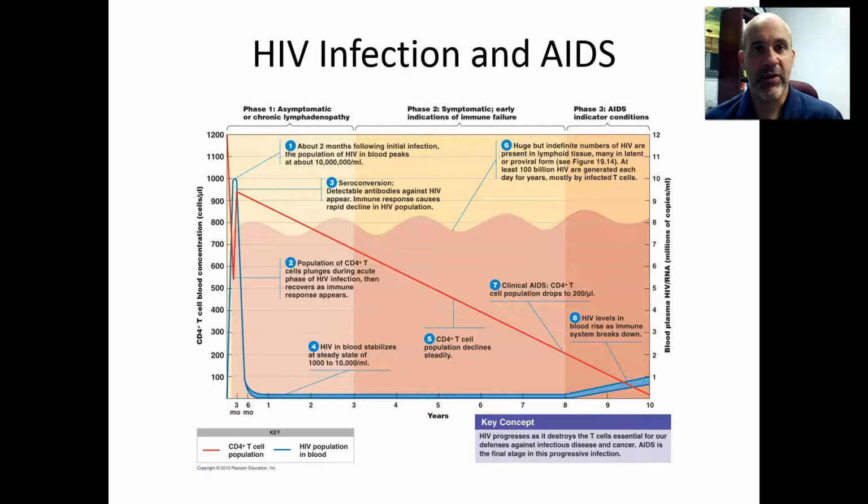That's its main host cell receptor. And CD4 is present on helper T cells. It's also present on some other cell types in the body, like macrophages and in the brain microglia. But the helper T cells are the main target of HIV.